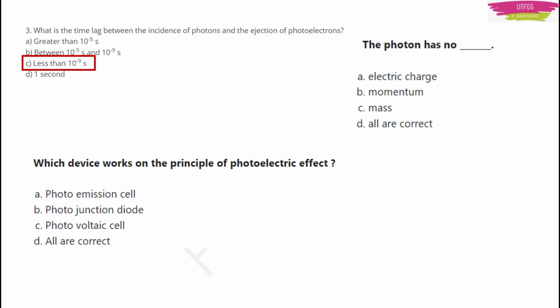Which device works on the principle of the photoelectric effect? Not only the emission cell, junction diode, voltaic cell, even the photo cell, all these, wherever the photons are there, they are all the photoelectric effect only. So all are correct. Next, the photon, it is having no charge.